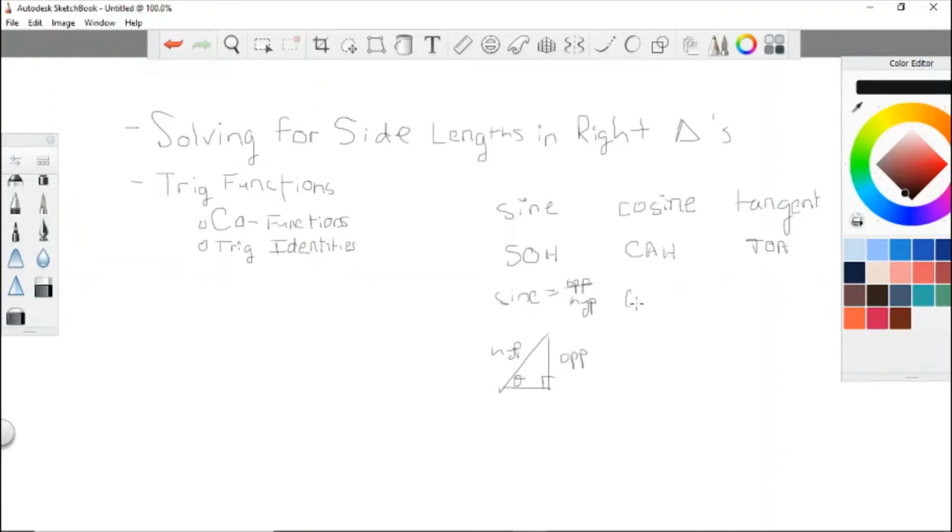Now for cosine, it's similar to sine, but instead of opposite, we will be going adjacent over the hypotenuse. And adjacent basically means the side length that's next to the angle. And I'll demonstrate what I mean by that here.